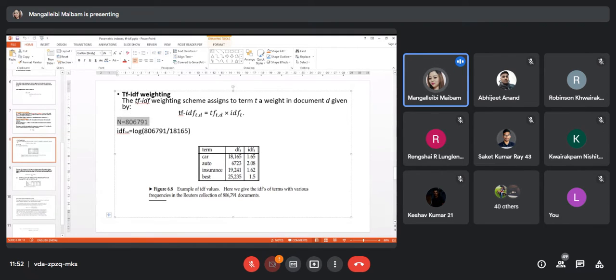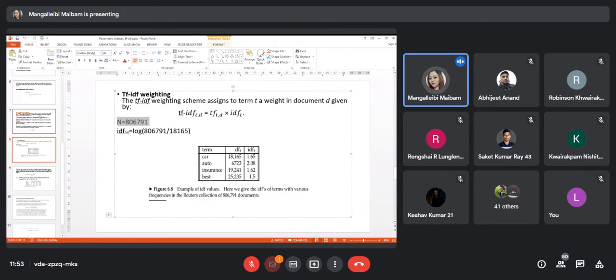If we consider N equal to this number, which is actually coming from our database, the Reuters collection, it has 806,791 documents. And from that the document frequencies of some random terms are given here. For car, which is there in the Reuters collection database, the document frequency is 18,165, and for auto it is given, for insurance also given, for best also it is given.